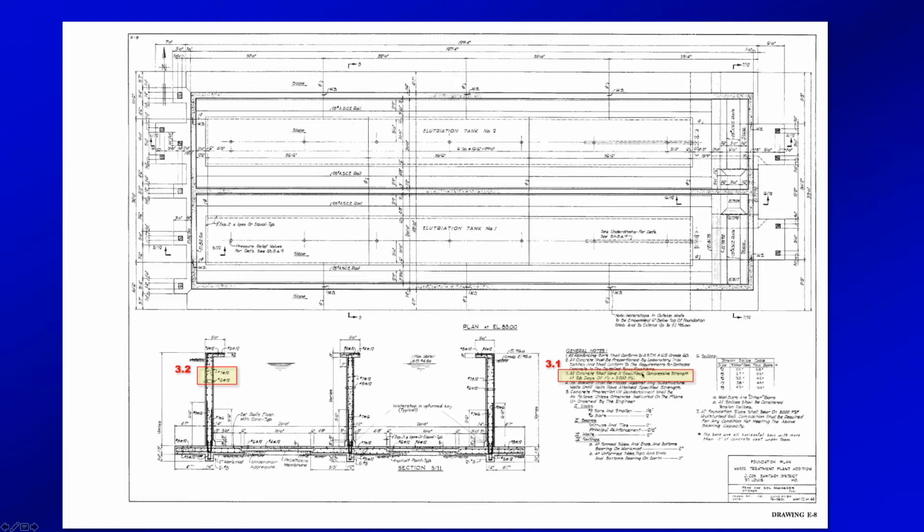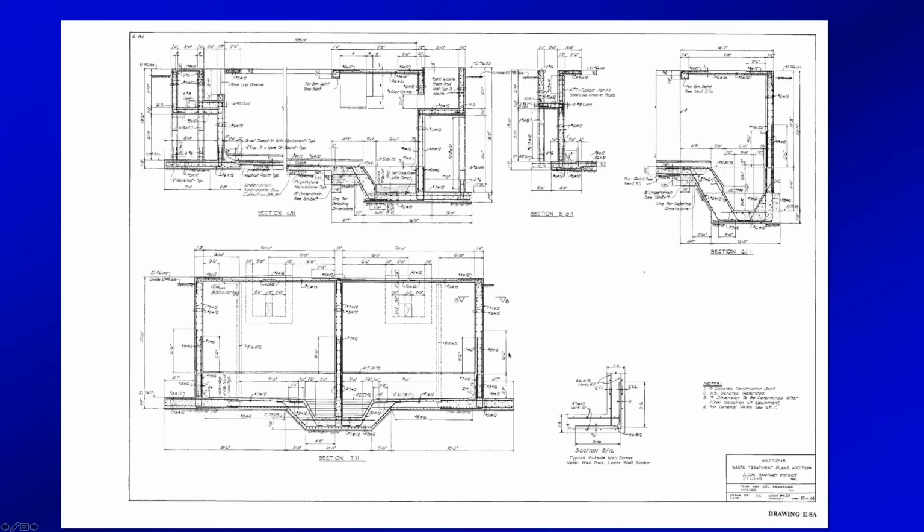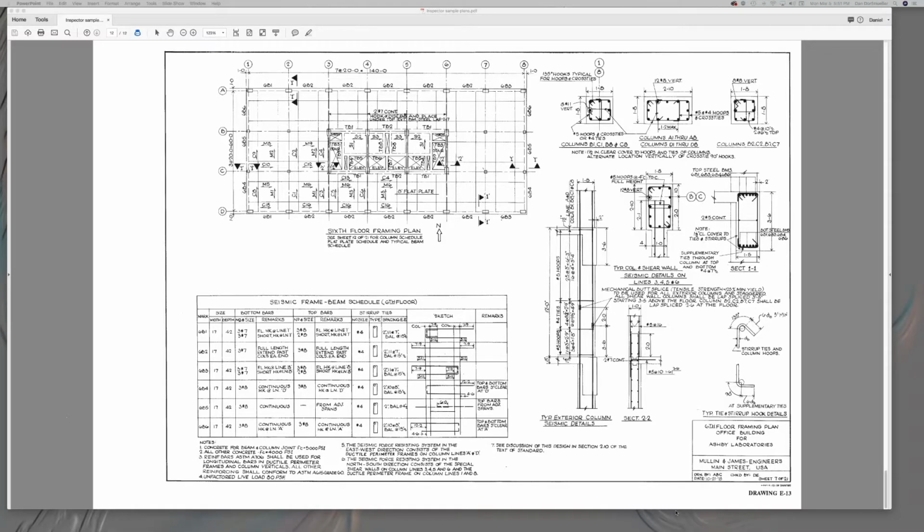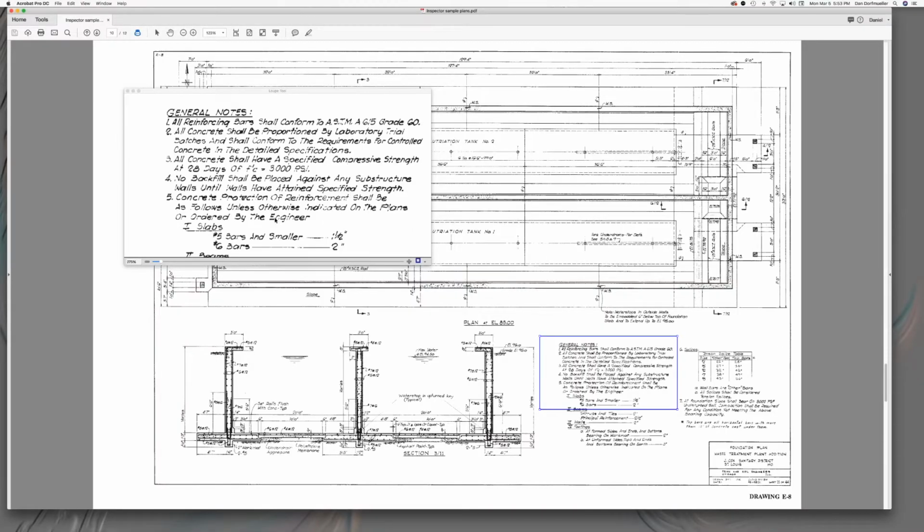Okay, let's do that. It's hard to see. Our first note says all reinforcing bars shall conform to ASTM 615 grade 60. That's pretty easy. All concrete shall be proportioned by laboratory test. That's pretty easy. Batches shall conform to the requirements of controlled concrete. Whoops, I keep forgetting, you guys, we're in PowerPoint mode. Okay, 1, 2, back. You know what? Let me get out of that and go to E8 on here. I'm trying to look here and see what you could find out.